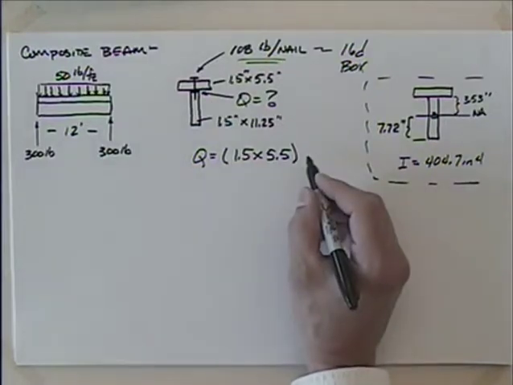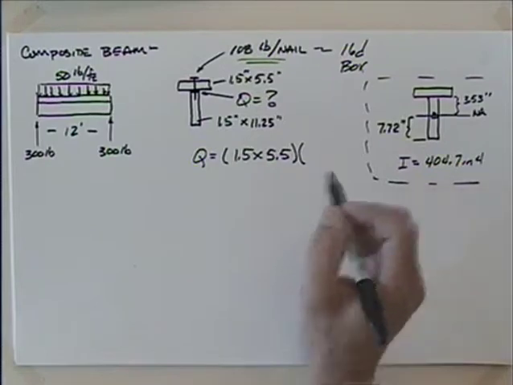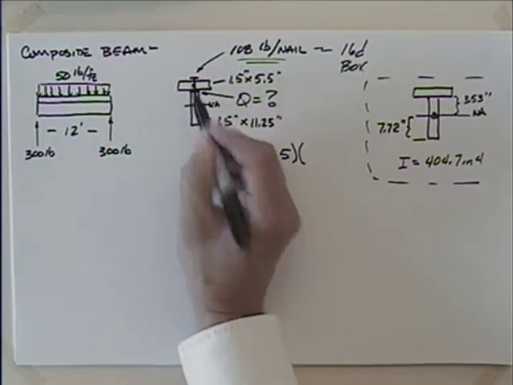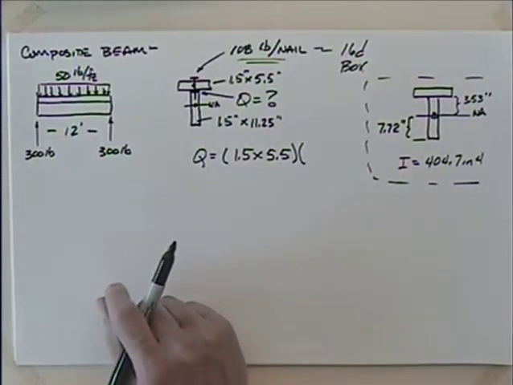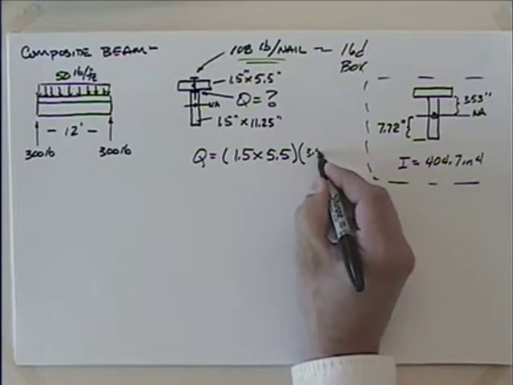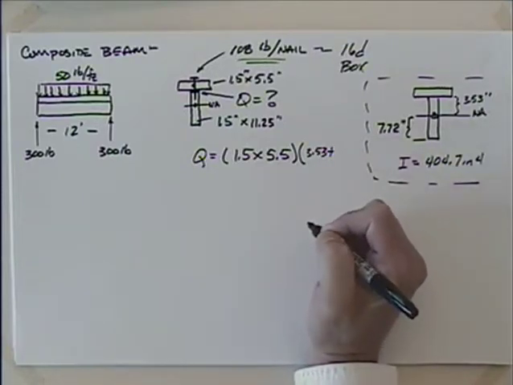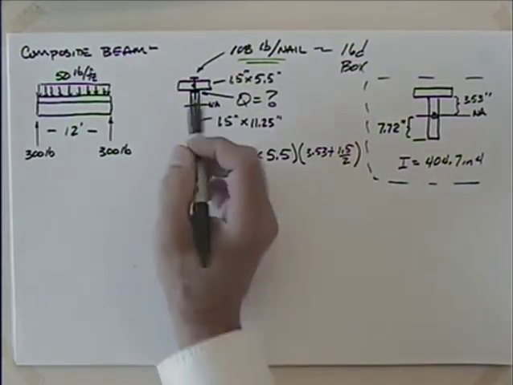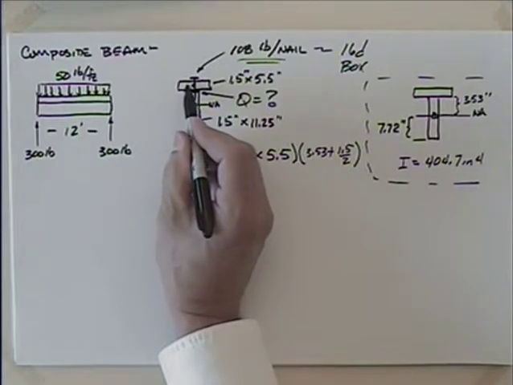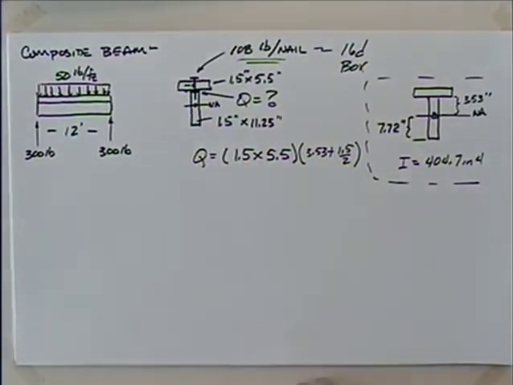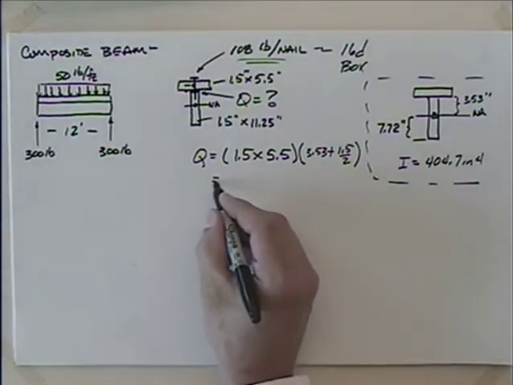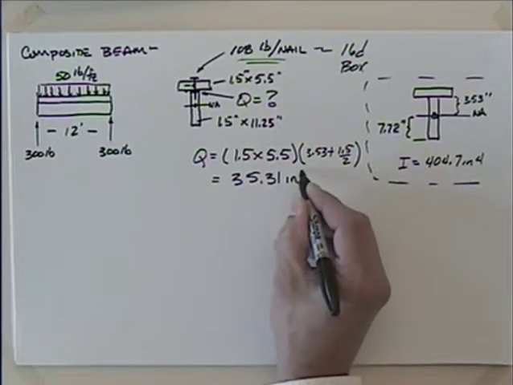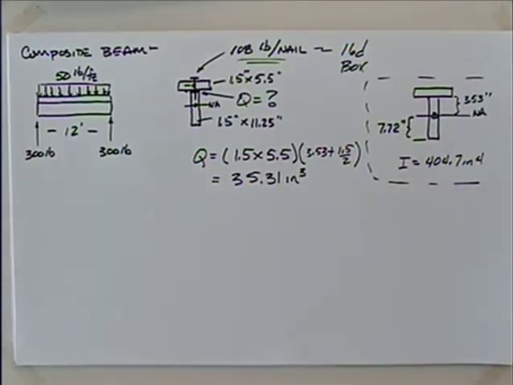So with that, when I'm calculating Q, what am I going to need to do in terms of the distance from the centroid here, the neutral axis, to the centroid of that piece up there? What's that going to be? Probably 3.53 plus what? 1.5 divided by 2. Will that do it? 3.53 gets me up to there, and then 1.5 divided by 2 moves me to the centroid of that piece. So when you get through that, Q turns out to be equal to 35.31 inches cubed. Well, we don't need that many significant figures.